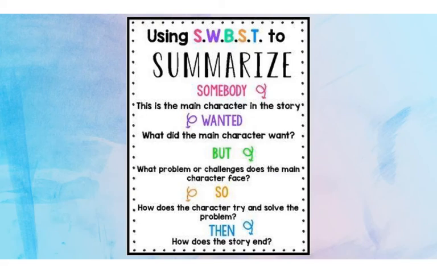An easy way to summarize a story is to think of somebody wanted, but so then. We're using SWBST to summarize. So when you're summarizing a story, you want to tell who the main character is, the somebody. You want to say what the character wanted. Then you want to retell and say what problems happened or challenges the main character faces. How does that character try and solve the problem? And then how does the story end?